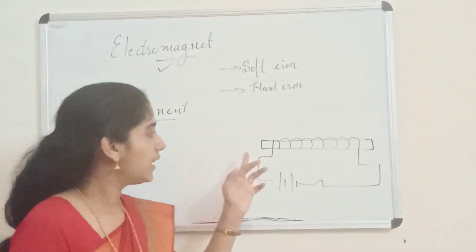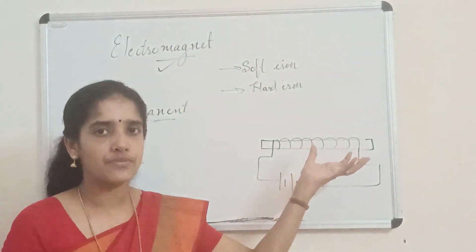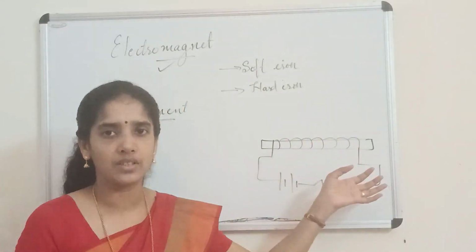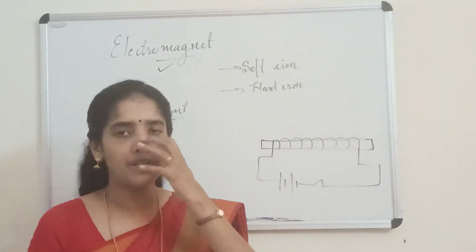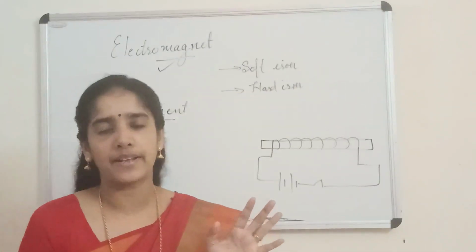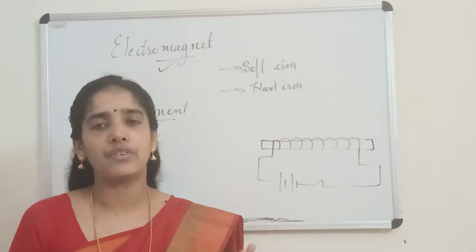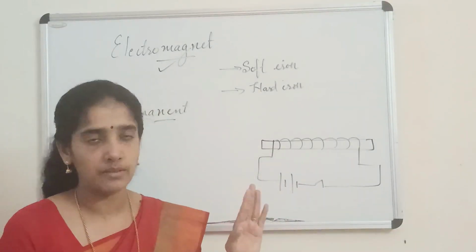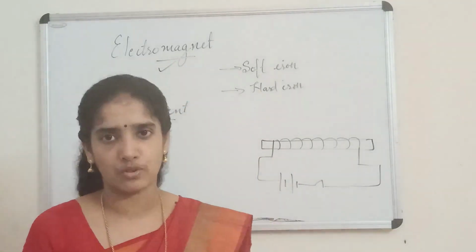And the next thing, we know that if we want to increase the strength of an electromagnet, we can increase the current, or we can increase the number of turns. But we cannot increase the strength of a permanent magnet once it is made. So it is very difficult to change the strength of a permanent magnet. But we can change the strength of an electromagnet.